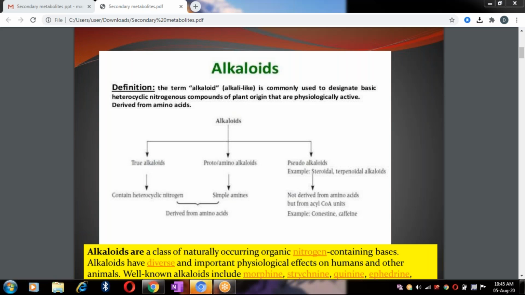Okay, so coming to secondary metabolites, let me just brief you on what we had finished and then we'll move on to the next one. So, first is alkaloids. As you know, the term alkaloid means alkali-like. So, they are used to designate basic hydrophilic nitrogen compounds which are physiologically active. Can anyone tell me the definition of alkaloids?